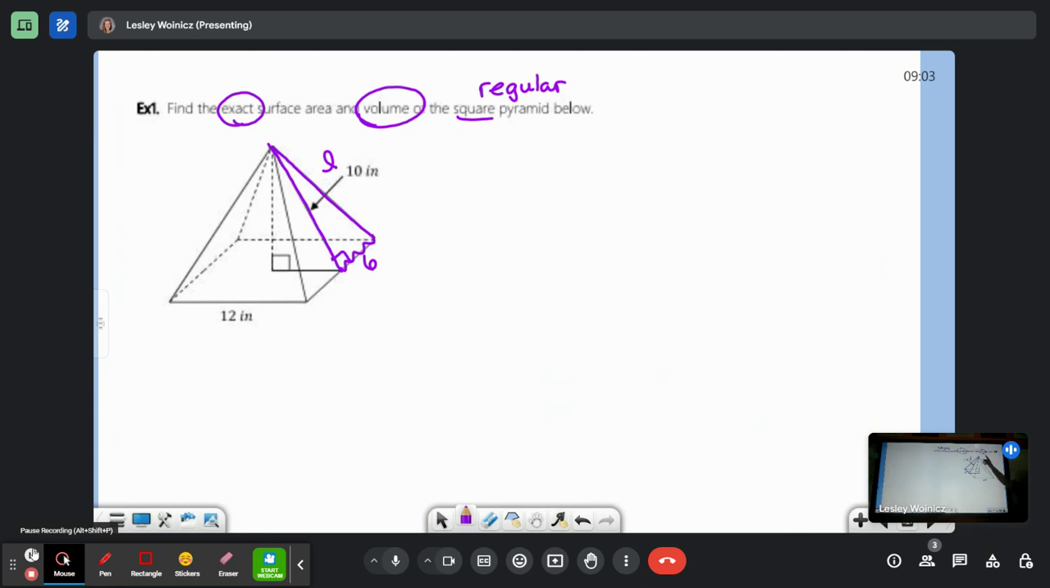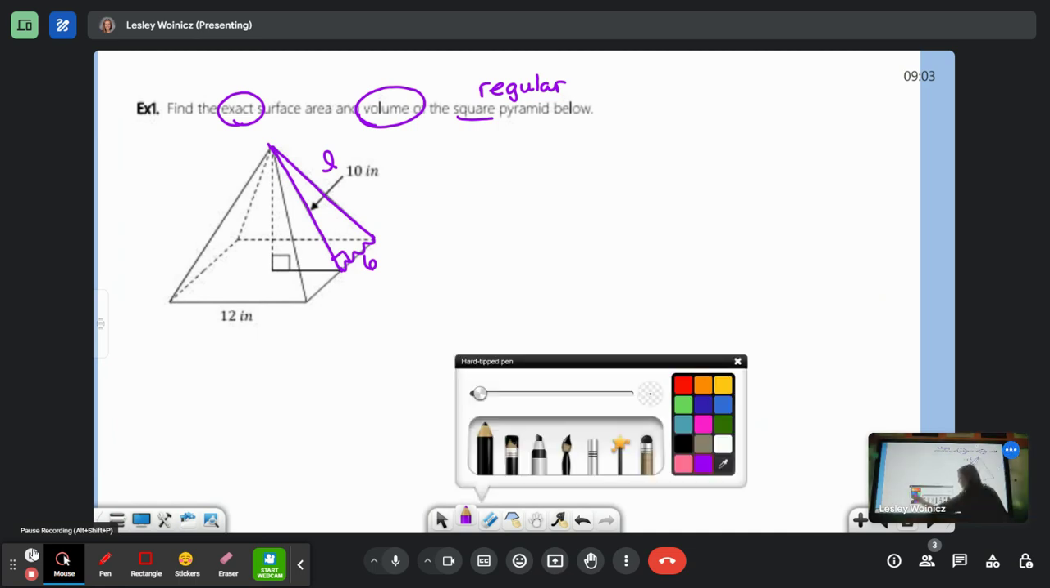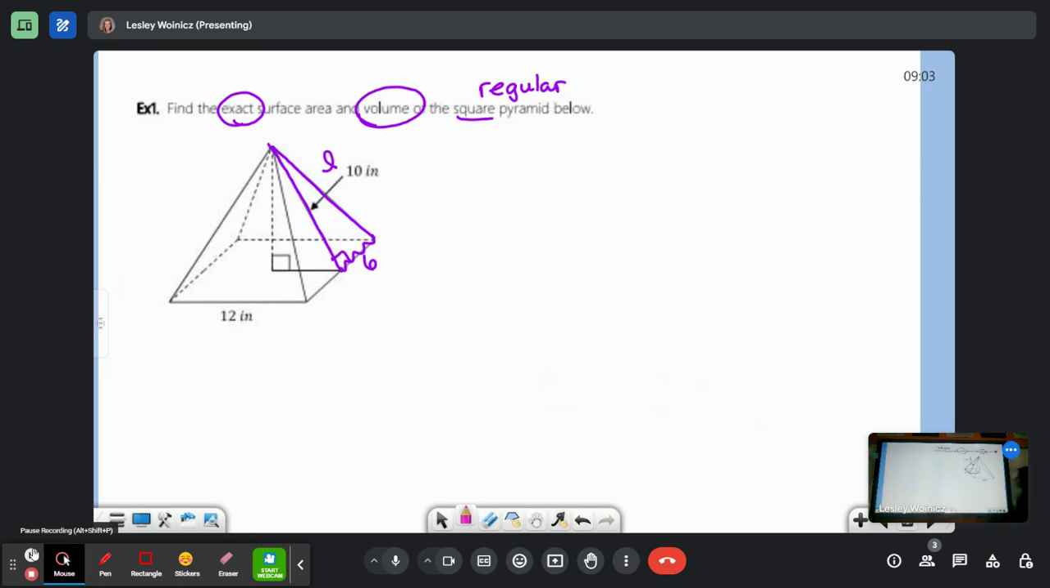Do I need to find this lateral edge? Not really. I mean, could I? Yes. But, okay. So what else is 6? The distance from the center to the outside. Yeah, so if this is 6, isn't this also 6? Do you guys see it?